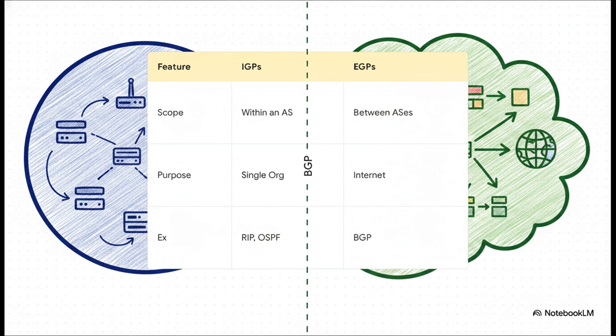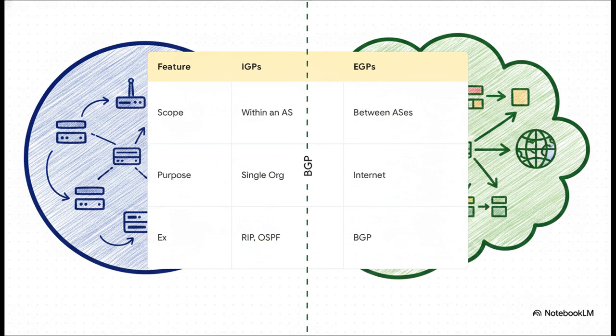Interior Gateway Protocols, or IGPs, operate purely within a single autonomous system. Think of this like a single university campus or a corporate organization. All those alphabet soup protocols we just learned about, RIP, OSPF, EIGRP, those are all IGPs.